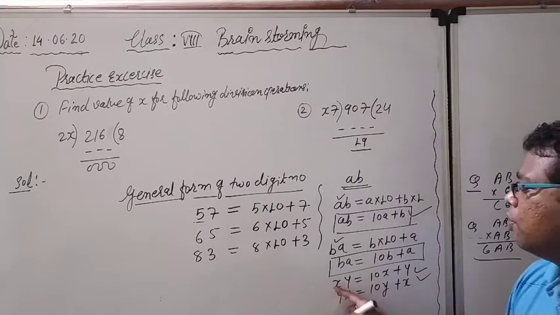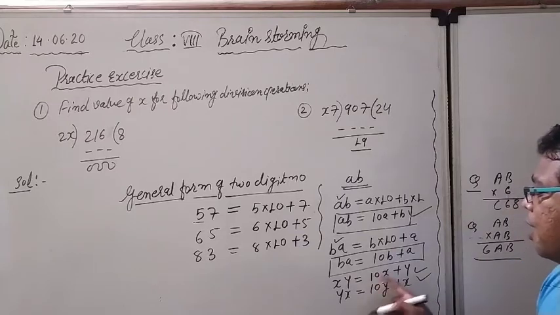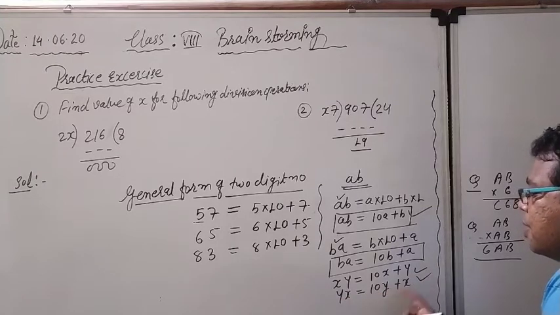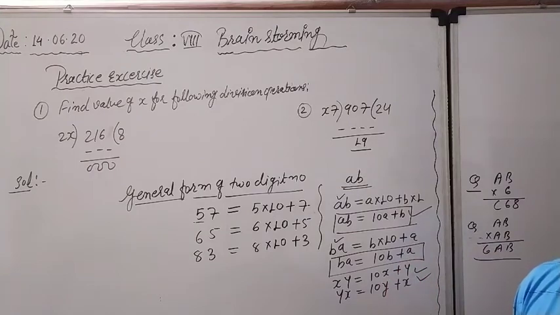What is the tens place digit? I have to multiply it with 10. So directly I am writing the multiplication with 10, like 10x plus the unit digit. What is the tens place digit? Y. 10y plus the unit digit. So I think you have understood this.